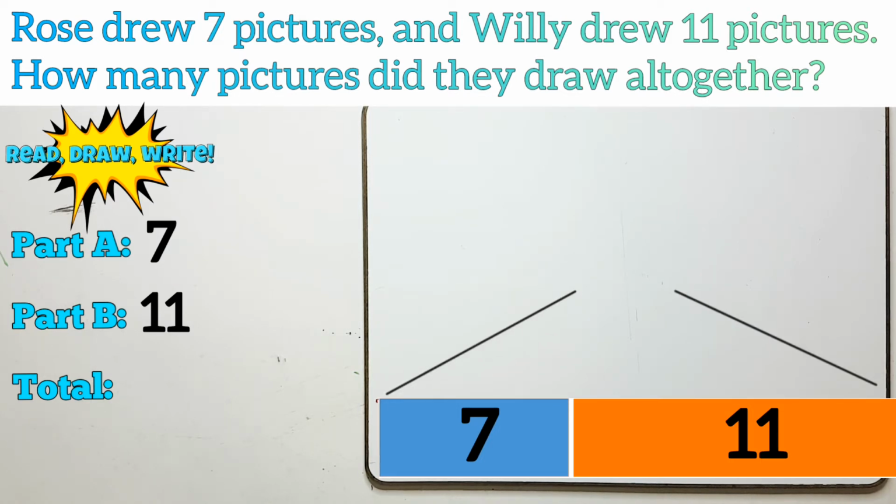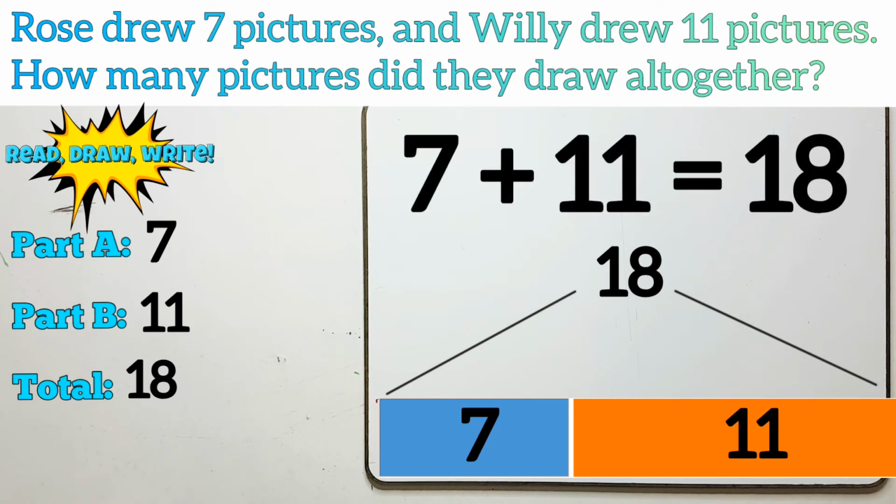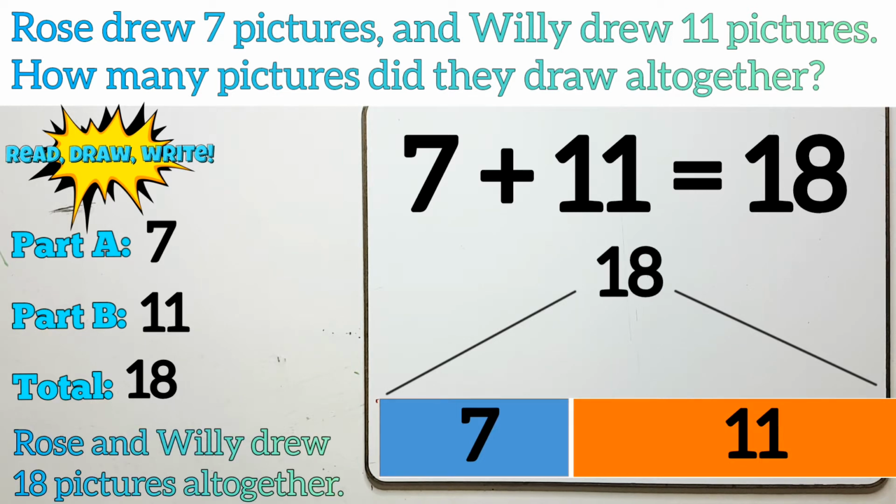7 plus 11 equals 18. And that's what I would write in my number sentence. 7 plus 11 equals 18. My statement would read, Rose and Willie drew 18 pictures all together. This first one was easy. You are going to be solving the next ones on your own.